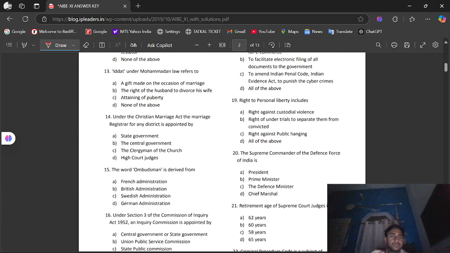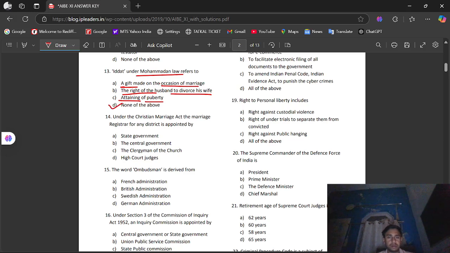Question number 13. Iddat under Mohammedan law refers to option A, a gift made on the occasion of marriage, option B, the right of the husband to divorce his wife, option C, attaining of puberty, option D, none of the above. Its right option is option D, none of the above.